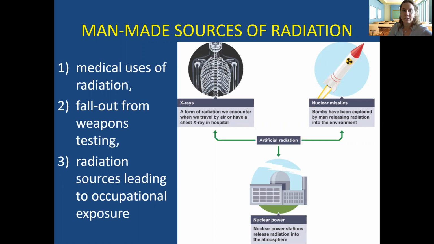Man-made sources of radiation: medical uses of radiation, fallout from weapons testing, and radiation sources leading to accumulated exposure. For us, as doctors, medical uses of radiation are more important. I want you to remember that plain chest X-ray, abdominal X-ray with contrast, examination of the urinary system, kidneys and bones, all involve radiation exposure. But computer tomography, which gives a higher radiation dose, can be used just for a patient who needs it.